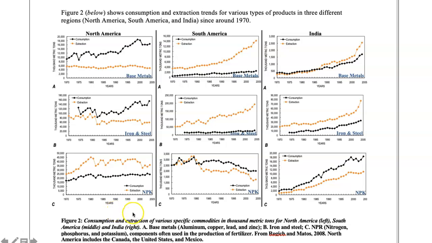Finally, we have NPK, which stands for nitrogen, phosphorus, and potassium. These three elements are the components of fertilizer. How much fertilizer they use is related to how much food is being grown. In North America, they're consuming much less than they're extracting. In South America, they're consuming and extracting about the equal amount until about 1980, and then they've been consuming more than they're extracting. So that means they're importing some. In India, we see a steady climb in both of these variables, with consumption always outpacing extraction. So they also have to import materials.